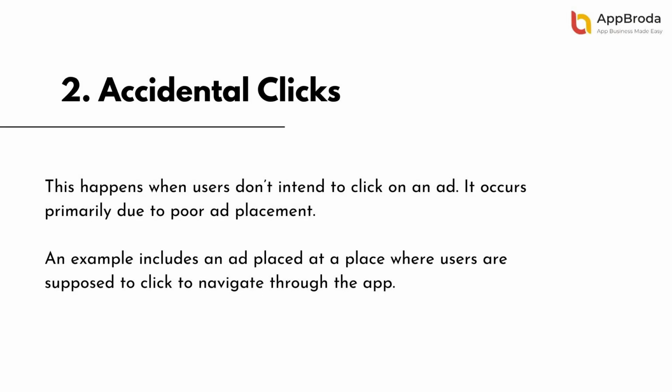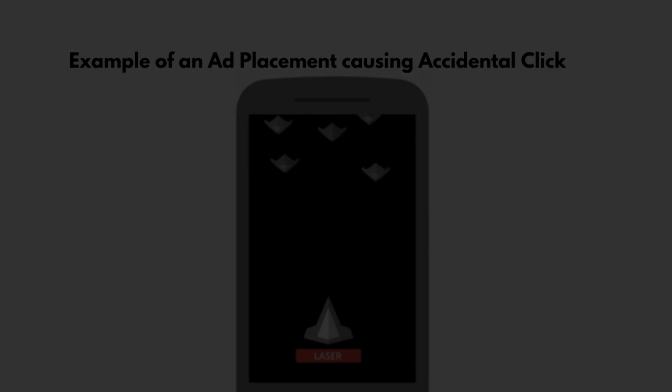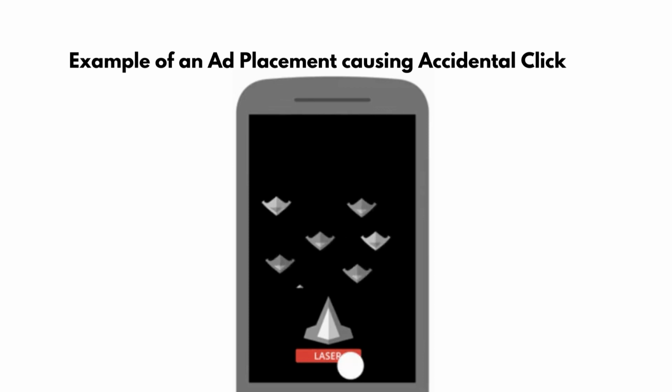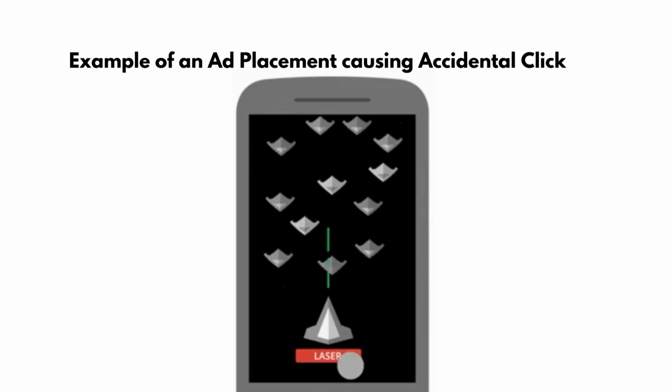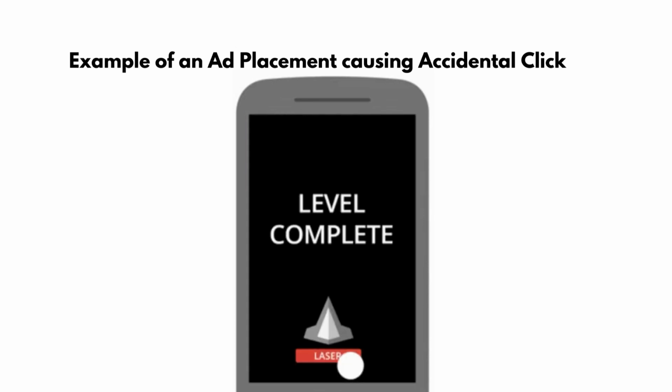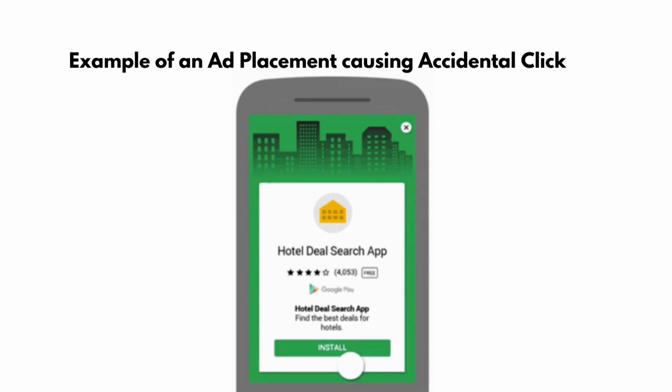The second reason for invalid activity could be accidental clicks. This happens when users did not intend to click on an ad, but it occurs primarily due to poor ad placement. This includes an ad placed at a place where users are supposed to click to navigate through the app. Let us look at an example to understand this. In this video, it is clearly visible that an interstitial ad appears right after the level ends, and it may lead to accidental clicks as the user may get surprised by the ad.